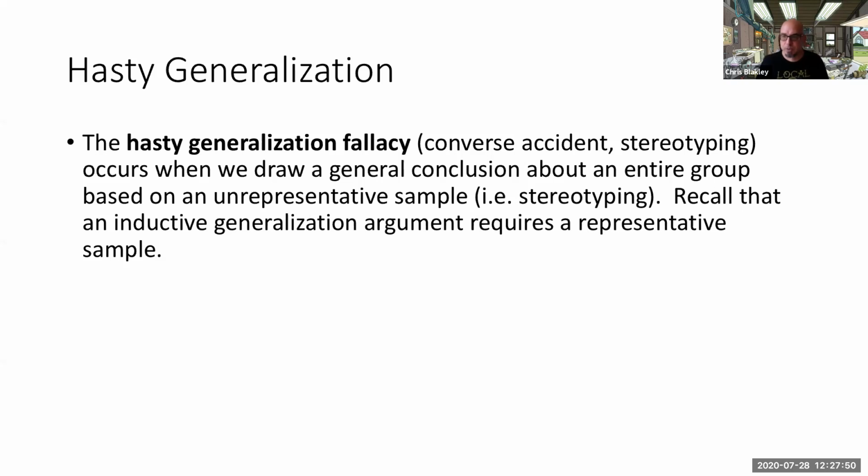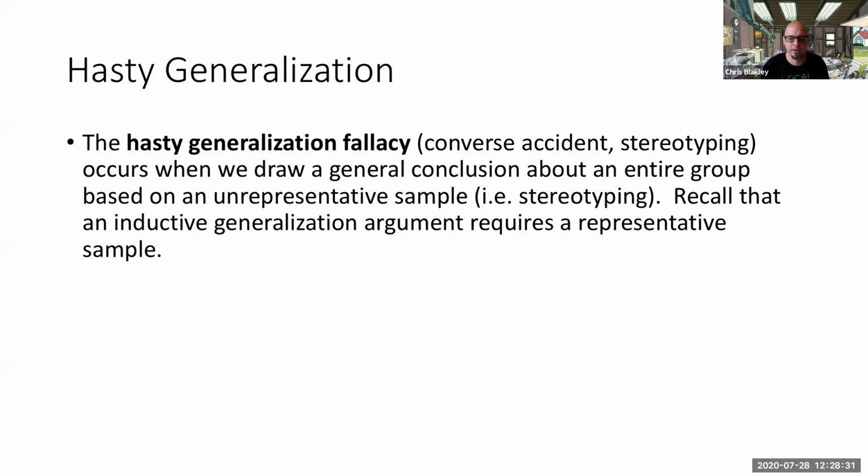So, hasty generalization. We looked at an inductive generalization earlier. That's just a type of inductive argument. When inductive generalizations are weak, it's the same thing as a hasty generalization fallacy. Okay? Meaning that, again, even if the premises are true, they're insufficient for proving the truth of the conclusion, even with a high degree of probability. So a hasty generalization occurs when we draw a general conclusion about an entire group based on an unrepresentative sample, right? Another way in which hasty generalizations work is like stereotyping on the basis of an unrepresentative sample.